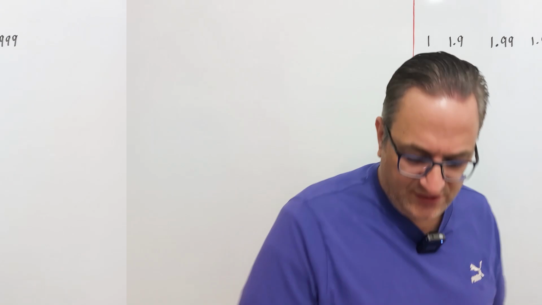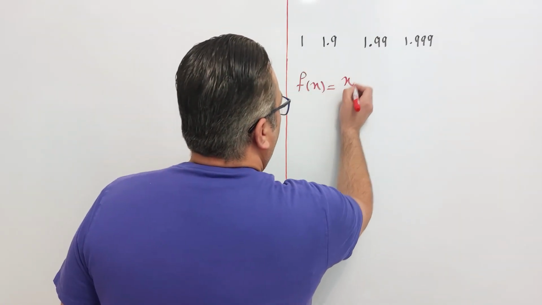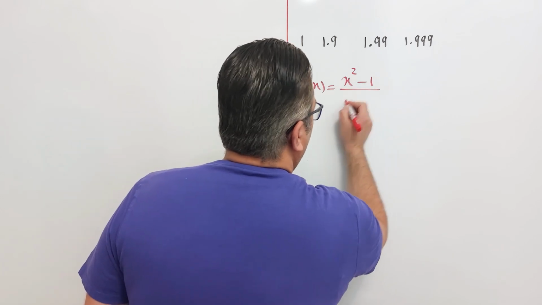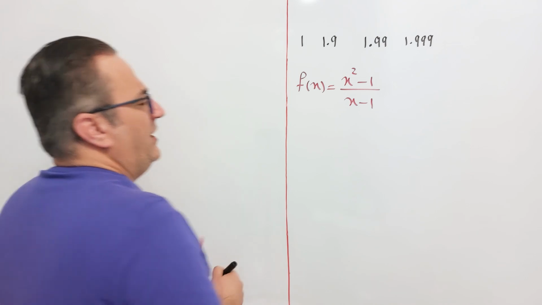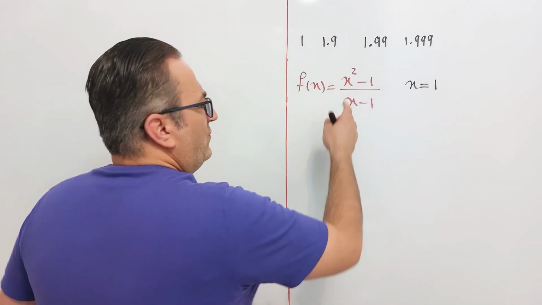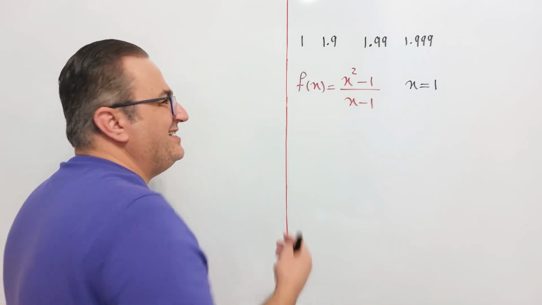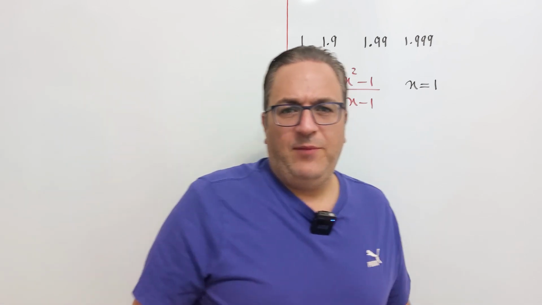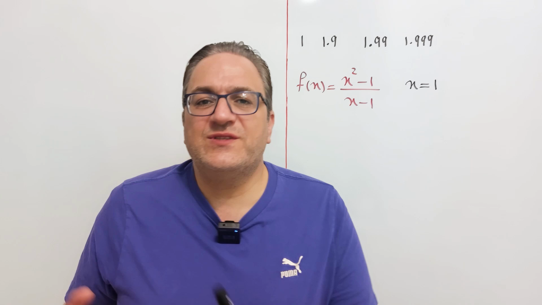So look at the function. f(x) = (x² - 1)/(x - 1). If we substitute x = 1, the denominator becomes 0, so the function is not defined. But let's see what happens when x gets close to 1.